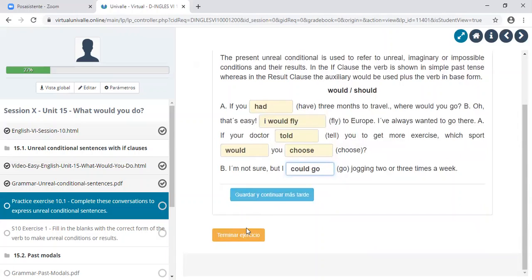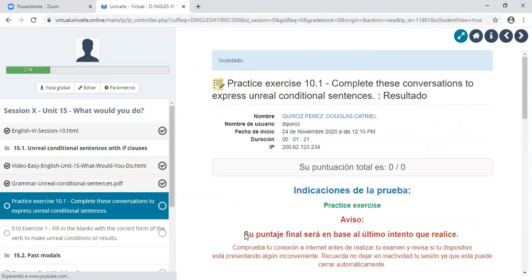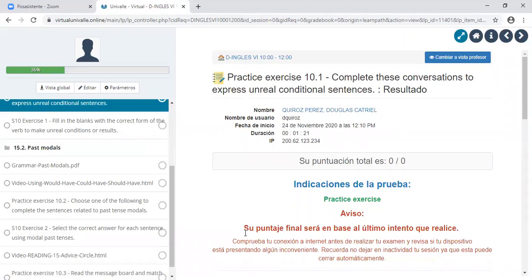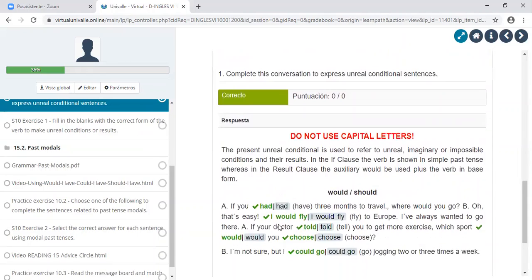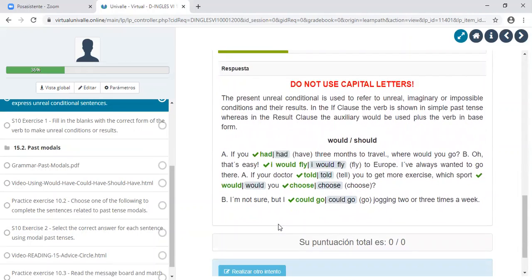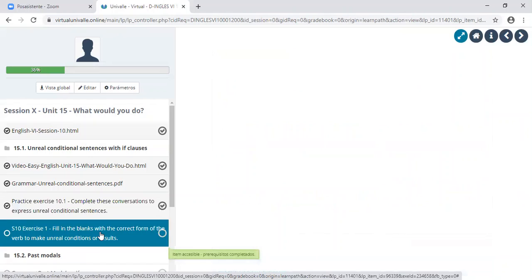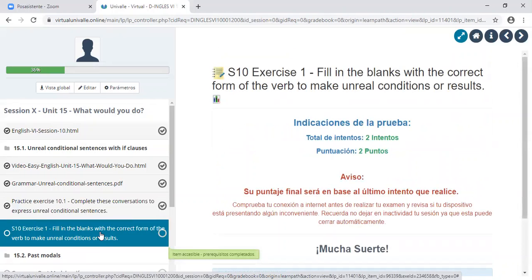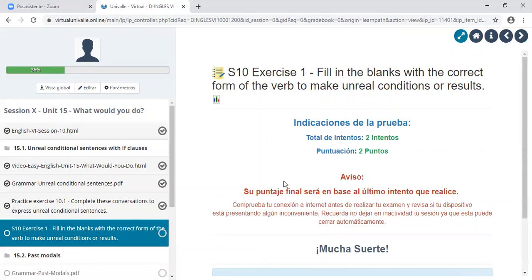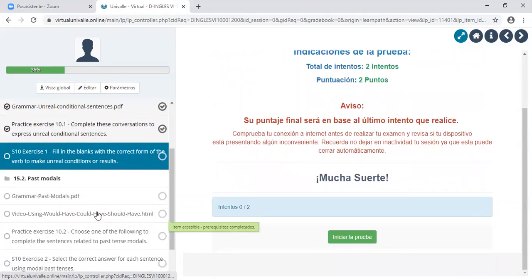Now we are going to submit our answers and check if they are right or wrong. Okay, all of them are very correct. Good job. So we are going to continue. Here, you have an exercise that is going to be evaluated and you need to fill in the blanks with the correct form of the verb to make unreal conditional results. This exercise is worth 2 points.